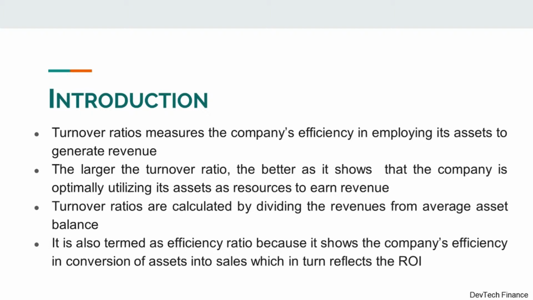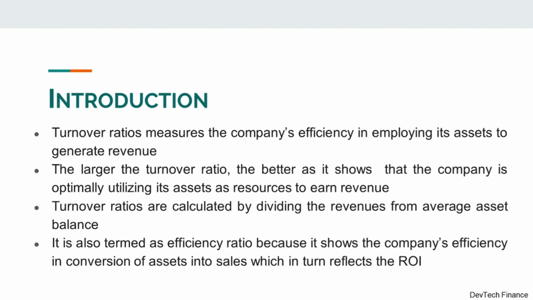So turnover ratios measure the company's efficiency in employing its assets to generate revenue. When we are talking about turnover ratios, these ratios measure how efficiently the business is employing its assets so that it can generate sales out of them, so that it can make more production. And if there would be more production, more sales, there would be more revenue, and thus it would create a profitable business. So this is how turnover ratios seem to be so important, because they indicate the efficiency of the business in how it's employing its assets.